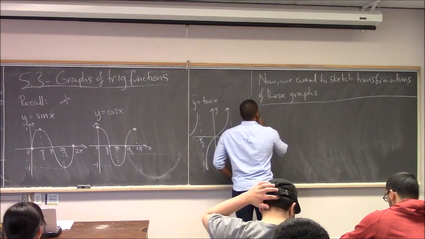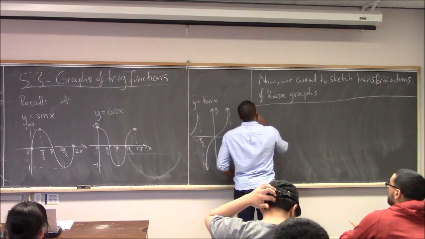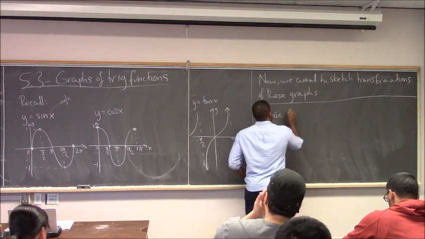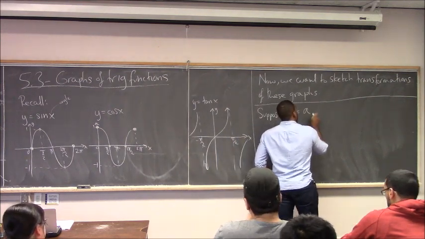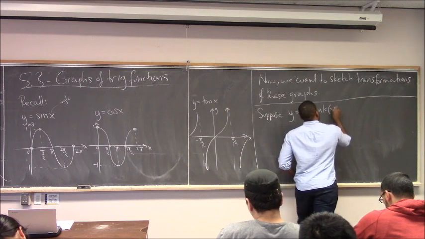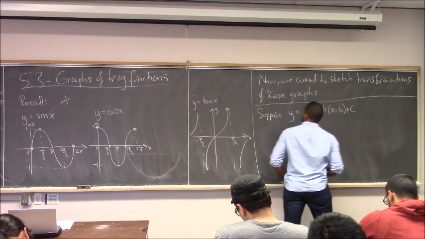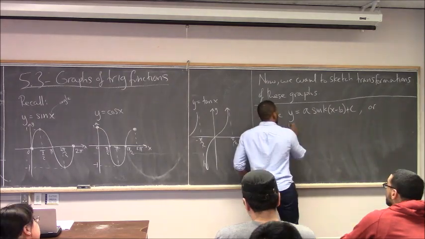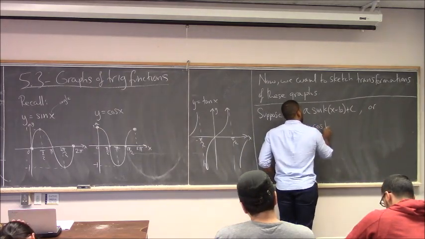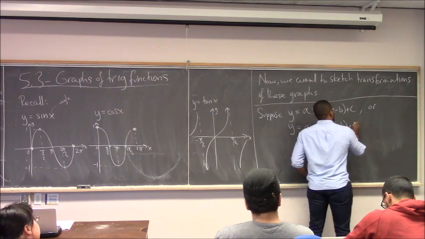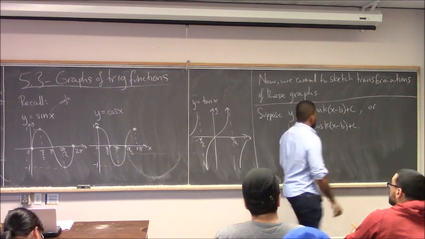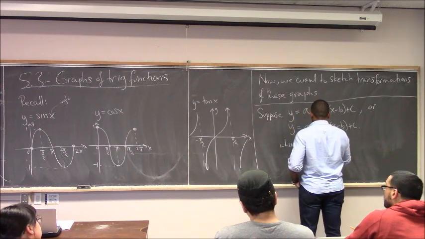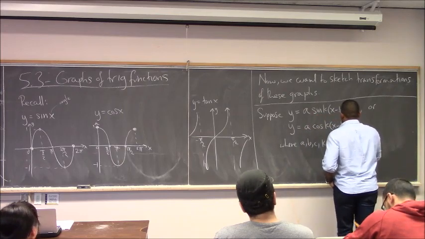I don't know what to call this topic, but suppose y equals a sine(kx minus b) plus c. Exactly the same things will happen for the cosine version of this function, a cosine(kx minus b) plus c, where a, b, c, k are constants.